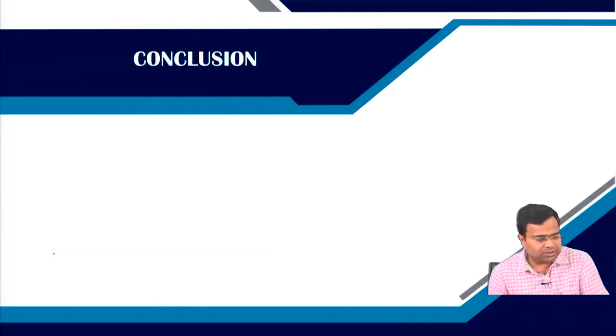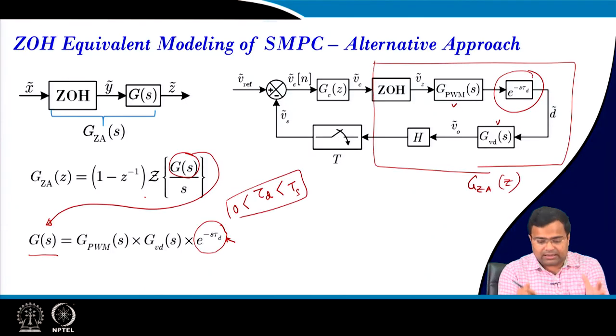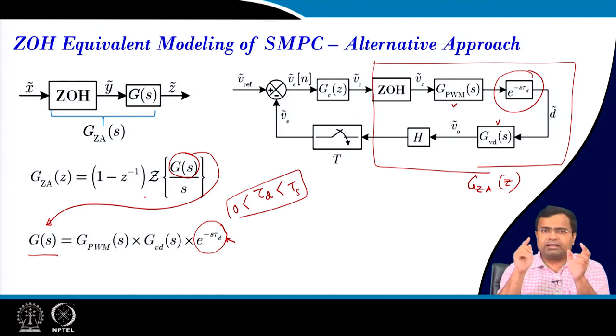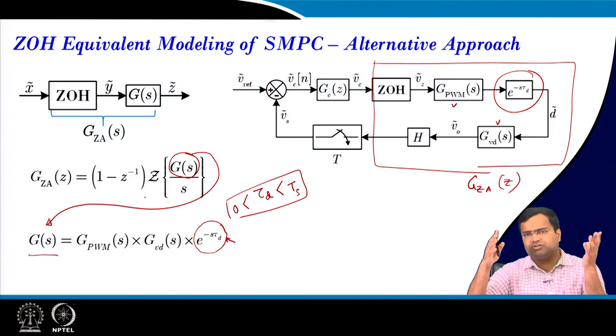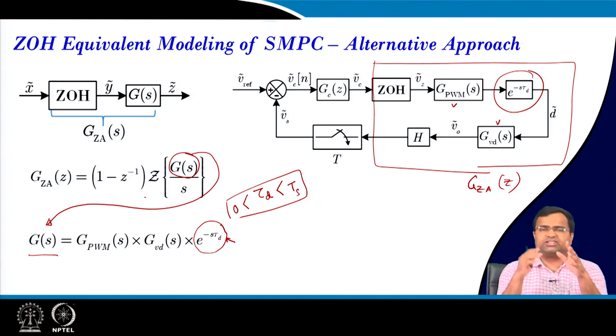So, in summary, one thing at the end, because we want to compare this model maybe in the latter part of this week: what will happen if we consider the continuous time model only, that means all blocks are taken into the continuous domain and we add that delay e to the power minus s tau d. Then you will have everything in the continuous domain and you can design the controller in the continuous domain, which is standard. Once you design the controller, then you can get back to the Z domain by means of an S to Z transformation, and that we will be discussing in the subsequent lecture.